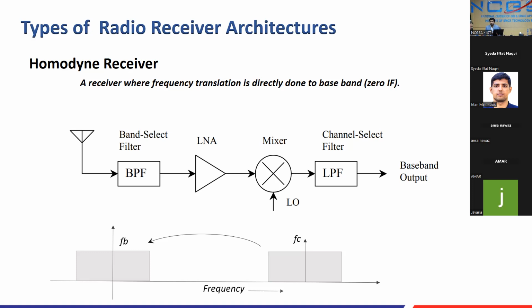So what happens in a homodyne receiver? Your modulated frequency band, for example 1.2 to 1.5 gigahertz, this is the FC band. After mixing, it will be translated back to DC to some frequency. I'm showing both sidebands, but practically you only use one, single sideband. So DC to some frequency. When the conversion is done in this way, that is known as a homodyne receiver architecture, or zero IF frequencies.